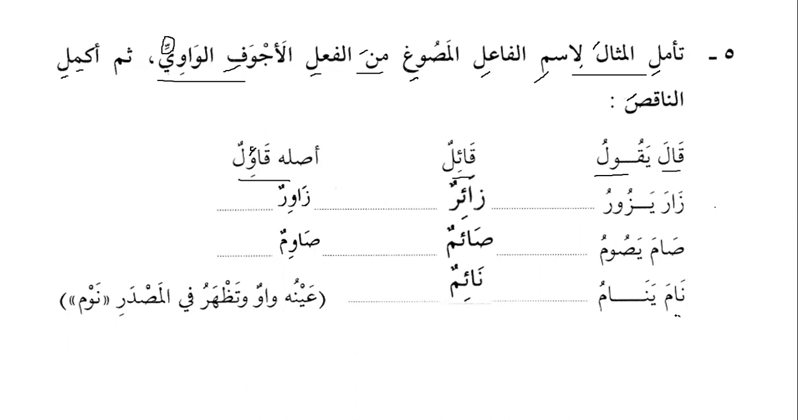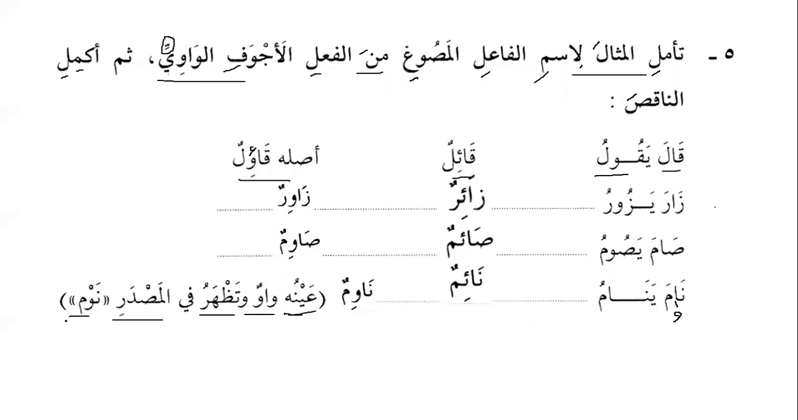So again, this is nawima, similar to khawifa. Because it's on the pattern of samia yasmau, that's why it will be nawima yanwamu, and after the changes it becomes nama yanamu, and it is confirmed over here, nawimun. And the Sheikh has told us over here, ainuhu, that means ainul kalima, the second root letter. Ainuhu wawun. So the second root letter is waw, as we have put over here. Wa tadharu, and it appears fil masdari, in the masdar, naumun.